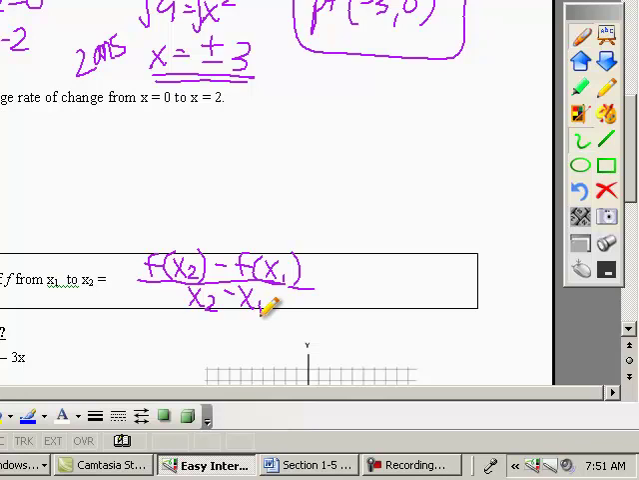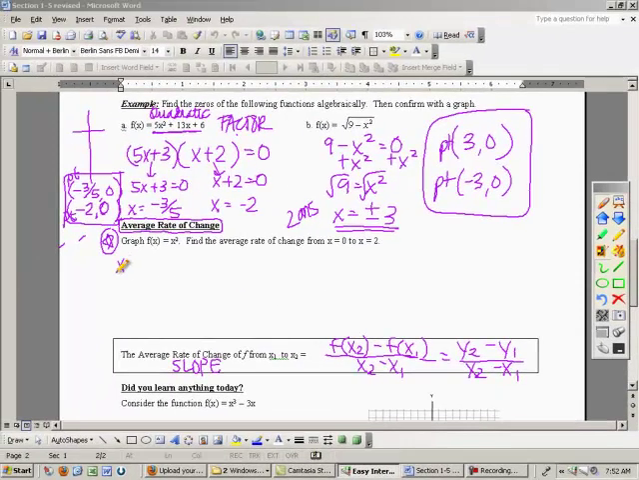Now, f of x is the same thing as y. So really this is y2 minus y1 over x2 minus x1. Guess what? It's slope. The only thing that's different in rate of change is we don't give you the y values. So I need to find the y values. If x equals 0, I'm going to plug that in my function. 0 squared then is 0, so I have a point (0, 0) to work with. If I plug in the x value of 2, then 2 squared is 4, so I have the point (2, 4).